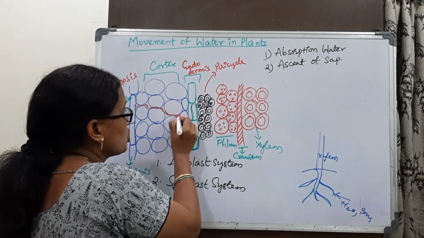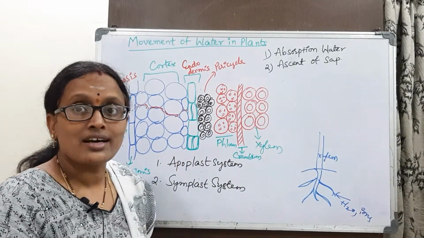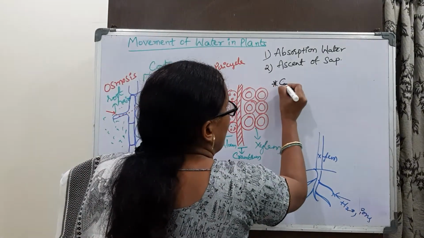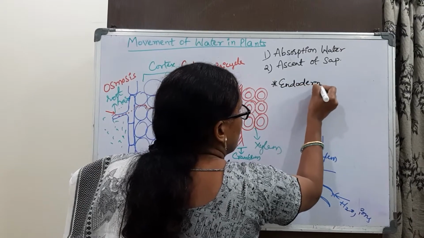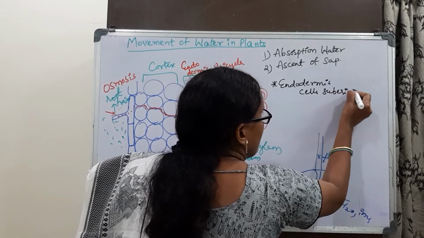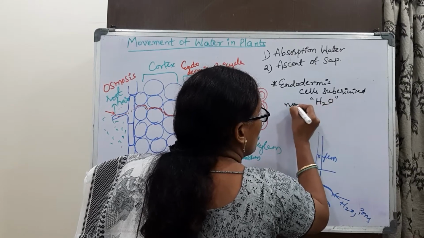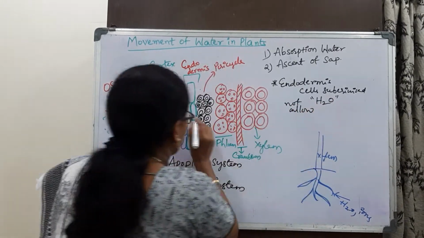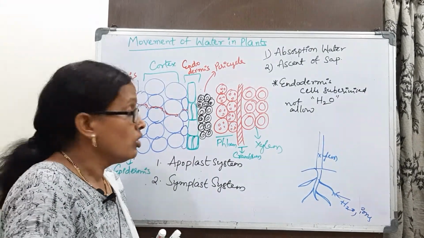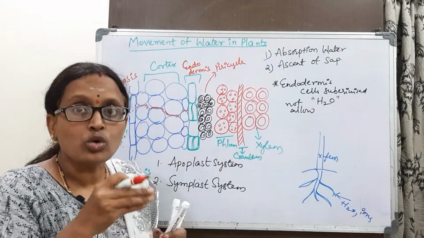When it reaches the endodermis, we know that the endodermis cells are suberinized. Here the endodermis cells are suberinized, which means they are impervious and do not allow water. So the water reaches up to here, but if it wants to cross, it has to enter through the cells.